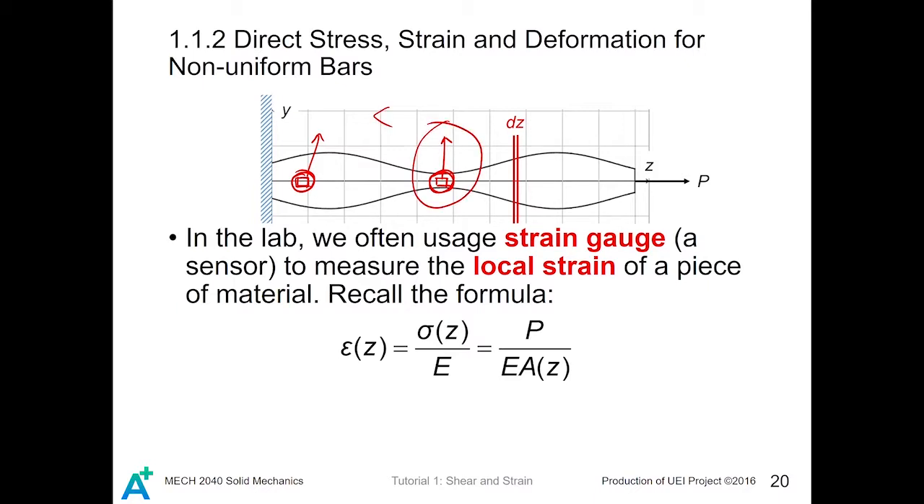This one is bigger. Recall the formula of the strain. The strain is given by the local stress divided by the Young's modulus, where the local stress is given by the applied load divided by the local cross-sectional area. So of course, here the cross-sectional area is much smaller. So the local strain here will be very large in comparison to that here.